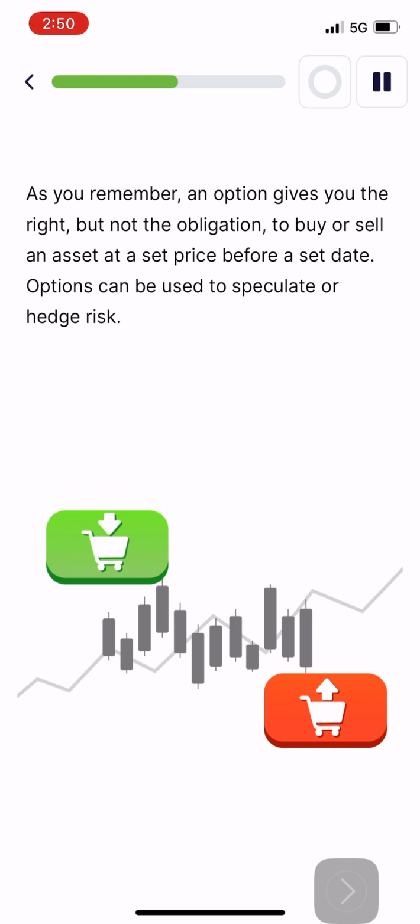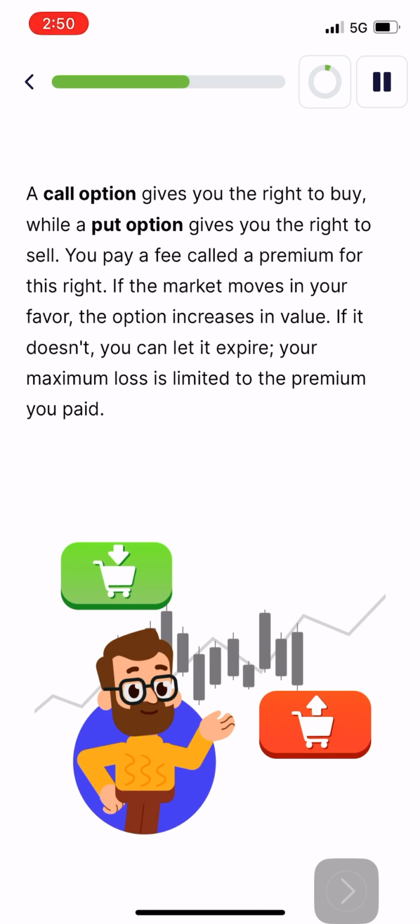As you remember, an option gives you the right but not the obligation to buy or sell an asset at a set price before a set date. Options can be used to speculate or hedge risk. A call option gives you the right to buy, while a put option gives you the right to sell. You pay a fee called a premium for this right.